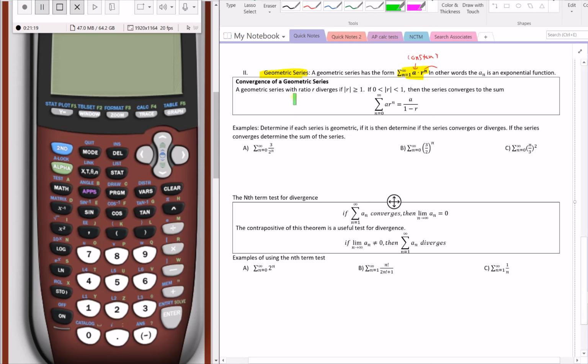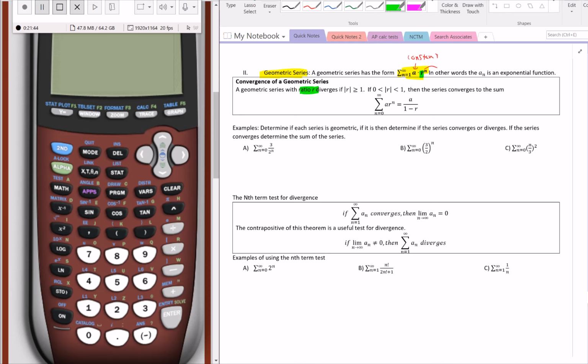So, geometric series with ratio r, right? That number inside there that has the exponent on it is called r. It's going to diverge if the absolute value of r is greater than 1. So if you see 1.1, 1.2, 1.3, or the number 5, 6, 7, or even -5, -6, -7, any absolute value of r greater than or equal to 1, then it's going to diverge.